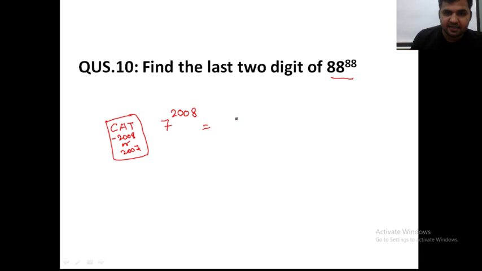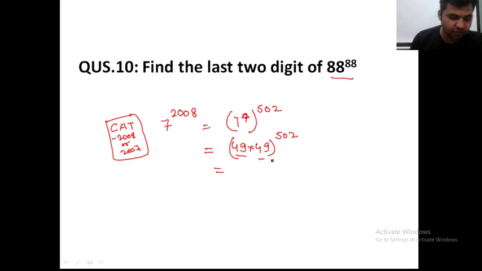You can write it as 7 power 2 raised to 7 power 4. Why 7 power 4? Because 7 power 4 will end in 1 at its unit place. Now this can be written as 7 power 4 raised to power 502. Now 7 power 4 is 49 into 49. What will be the last two digits of 49 into 49?